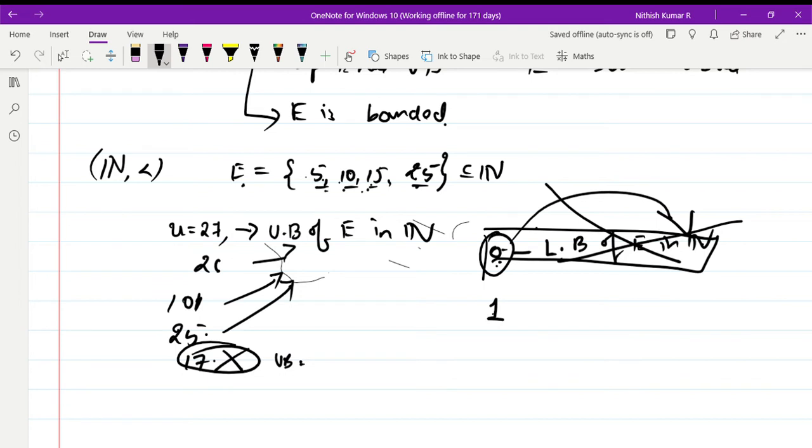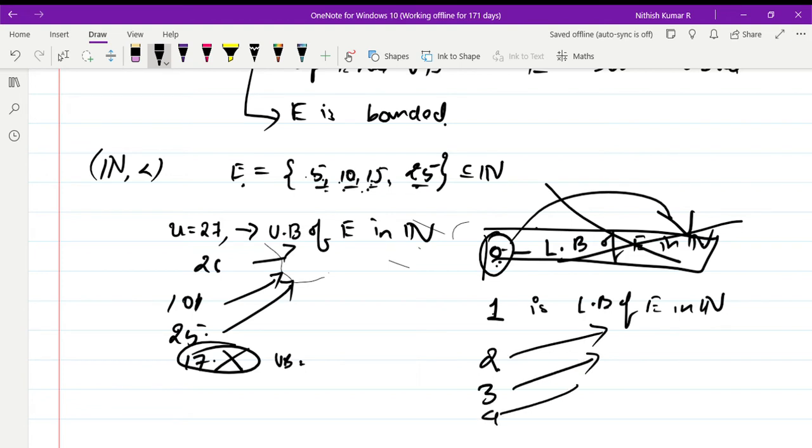Now check with 1, whether 1 is a lower bound of E in N. Yes, 1 is less than or equal to 5, 10, 15, 25. Therefore 1 is a lower bound of E in N. Now 2, yes, 2 is also a lower bound. Whether 3? Yes, 3 is also a lower bound. 4? Yes. 5? Yes. What about 6? 6 is not, because 6 is greater than 5. Therefore this 6 is not a lower bound.